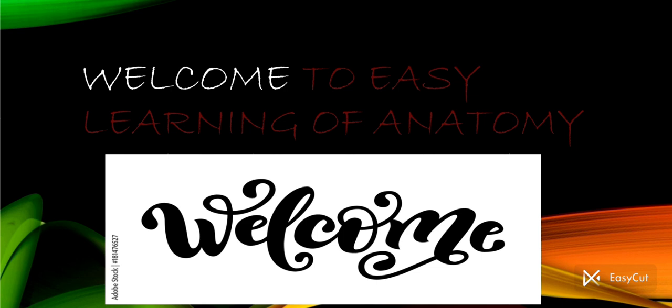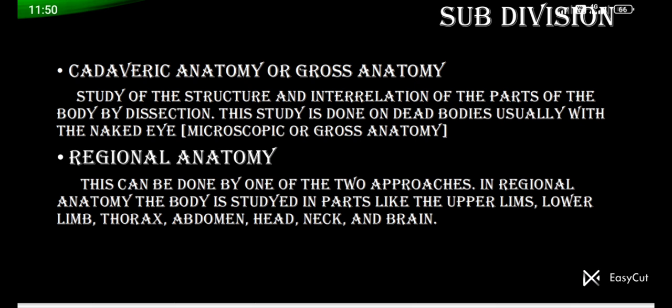Already we discussed parts of the human body and the definition. In this, we'll discuss the subdivisions of anatomy, that is, anatomical subdivisions. We have 10 subdivisions under anatomy.